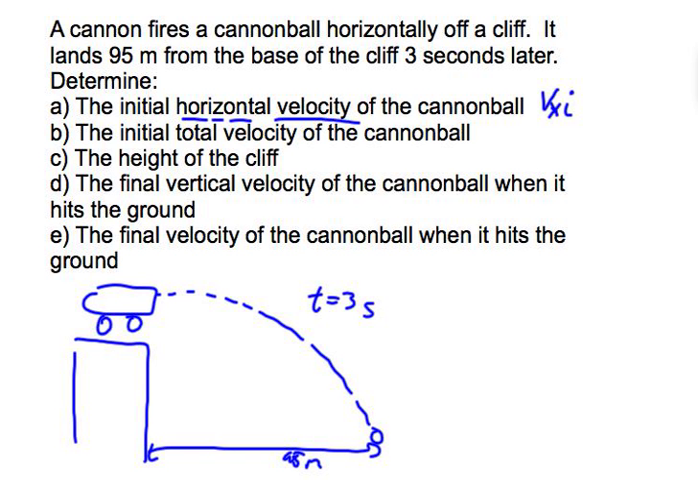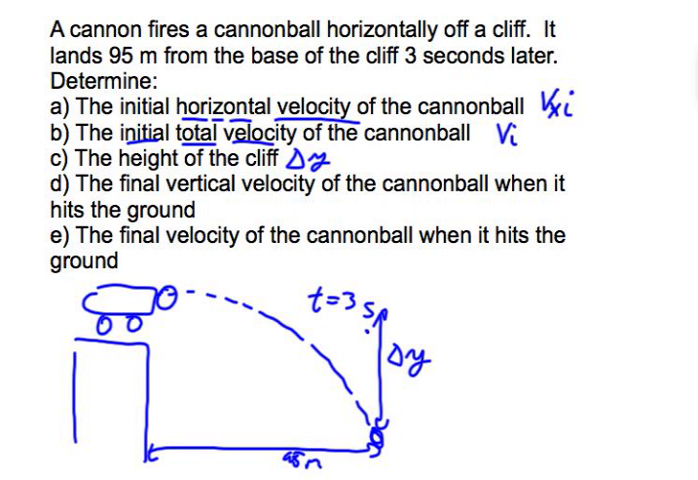Next, we're looking for the initial total velocity of the ball. So we're looking for a v, and it's not horizontal, it's not vertical, it's the total, so we don't write x or y, and we want the total initial, so we'll just call it vi. Next, the height of the cliff. The cannonball starts at the top of the cliff and finishes at the bottom, so it's changing its position by a certain amount in the y direction. So we're looking for delta y, although delta y is negative because the cannonball is falling. We're going to want a positive version of delta y.